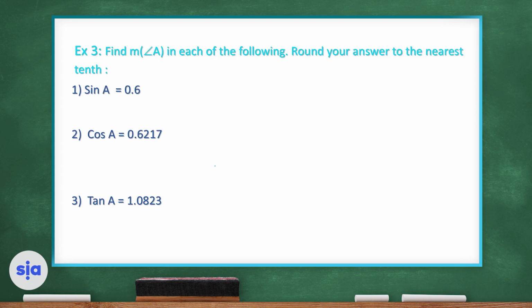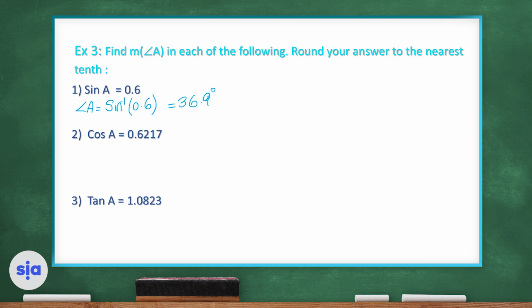Question 3, the question here wants us to find the measure of angle A and to round our answer to the nearest tenth. Nearest tenth means one number after the decimal. So sine A equals 0.6. How to find angle A? To find angle A, we press shift sine, so it would be written as sine power negative 1, and then we write the 0.6 and we press equal.